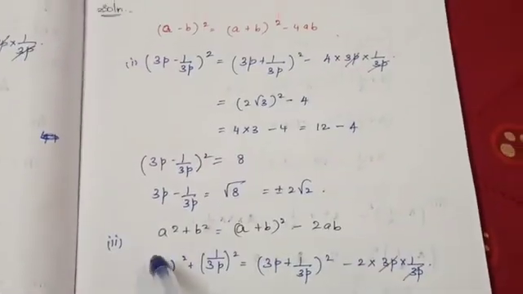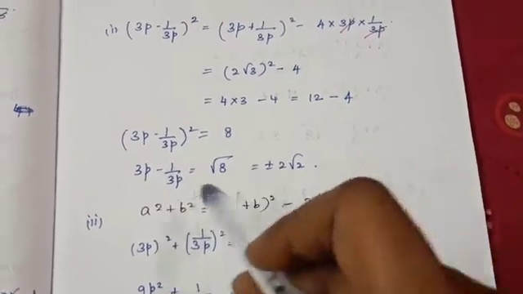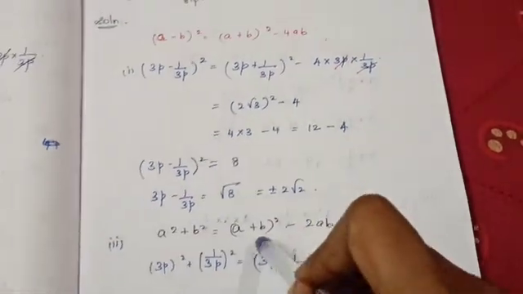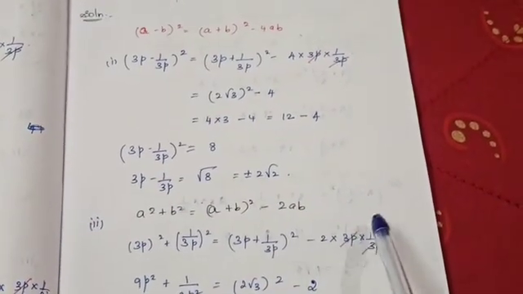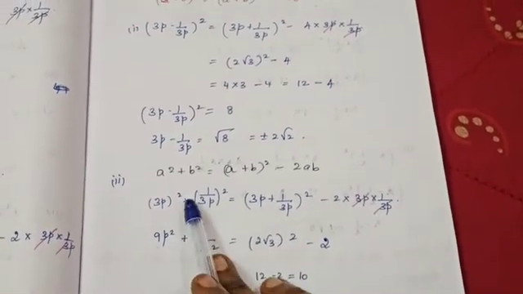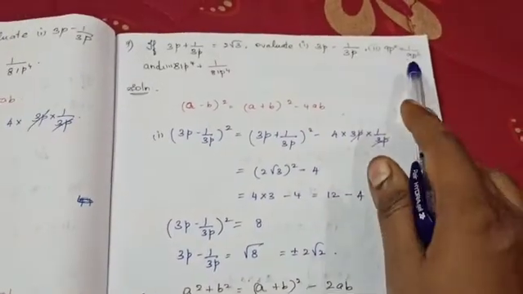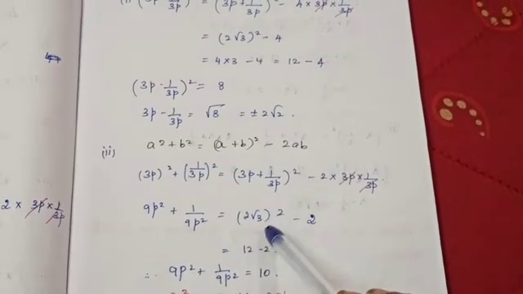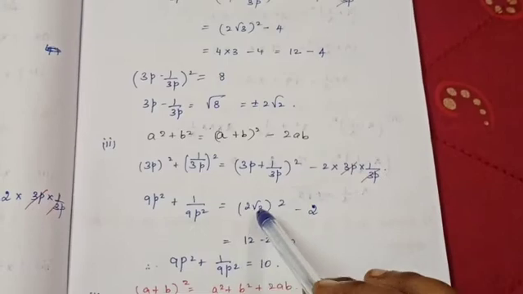The next one, second formula: a square plus b square is equal to a plus b the whole square minus 2ab. So a is 3p, the whole square plus 1 by 3p the whole square equal to 3p plus 1 by 3p whole square minus 2 into 3p into 1 by 3p. 3p cancels. So you take 9p square plus 1 by 9p square. This only you want to find. So equal to 3p plus 1 by 3p, you have 2 root 3, whole square minus 2. So you take the square, it's 12 because 2 2s are 4, 4 3s are 12.